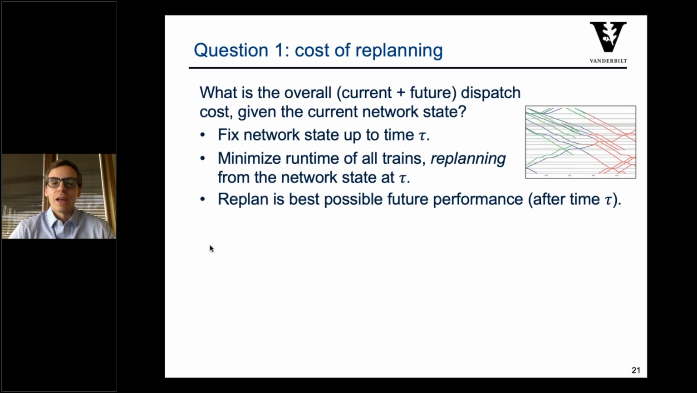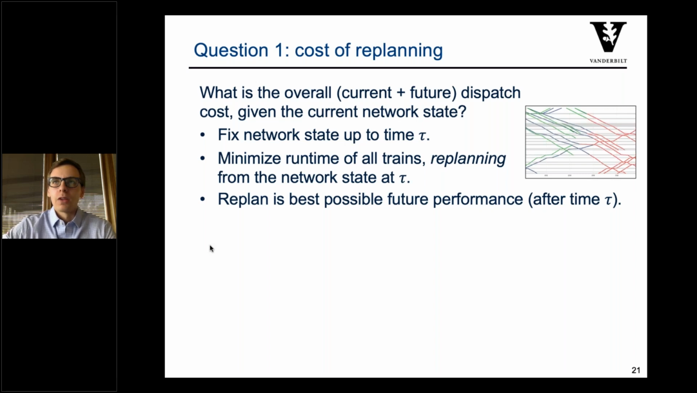And this replanning is the best possible future performance given the current network state and the future out past time tau. Why that is important is because this is, again, how the railroad is operated. That continuous replanning process allows us to continually try and realize the best possible future performance.